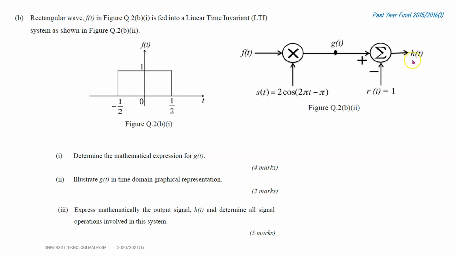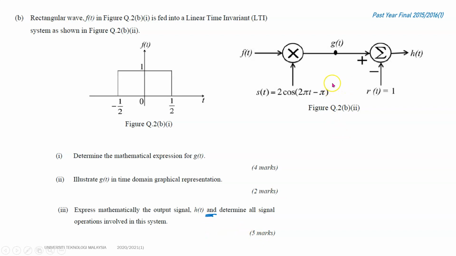Another one is to express mathematically the output signal h(t) here and determine all signal operations involved in the system. So the keyword here for number 3, you have two questions. First, you have to find h(t) as a mathematical equation, and don't forget the 'and' here: determine all the signal operations involved in the system. So don't miss this, because otherwise you will not get full marks, 5 marks.